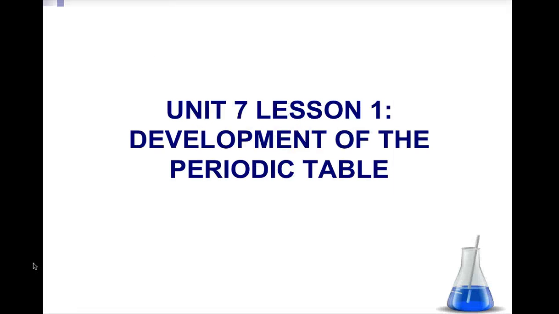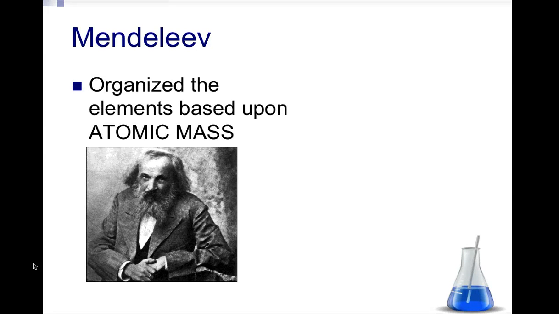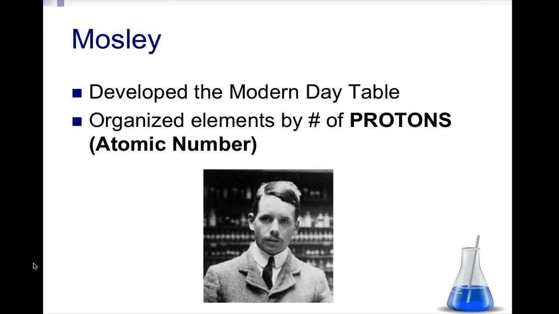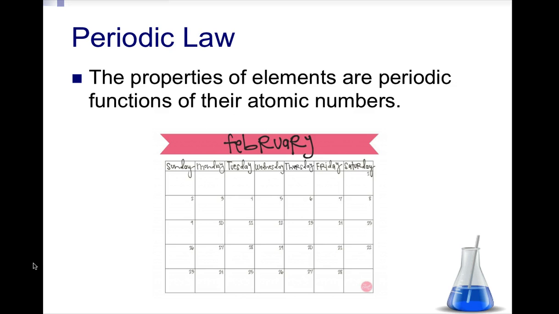Unit 7, Lesson 1, The Development of the Periodic Table. Mendeleev organized the elements based upon their atomic mass. Moseley developed the modern-day periodic table. He organized the elements by their number of protons, which we call the atomic number.